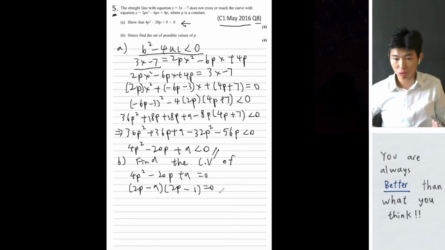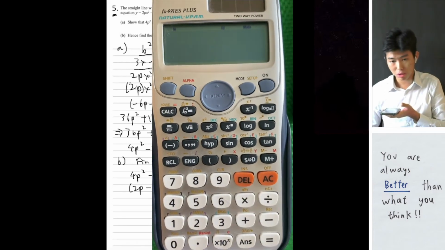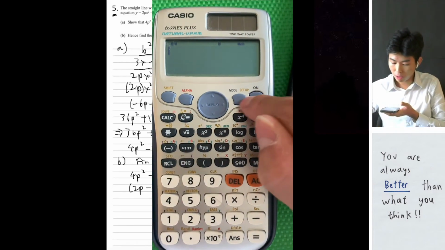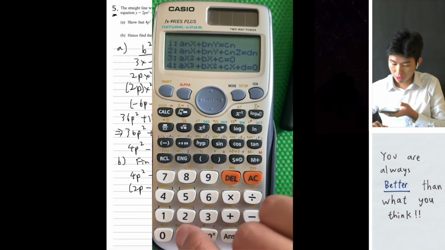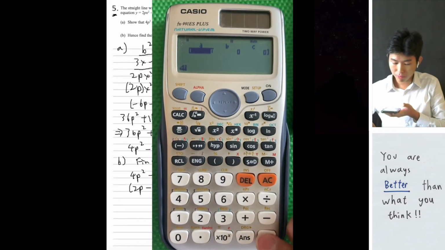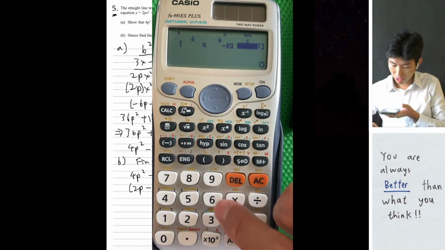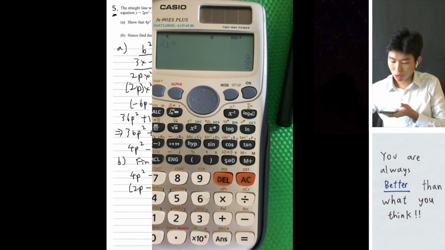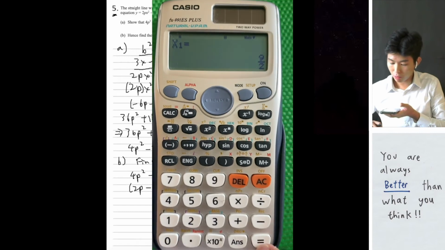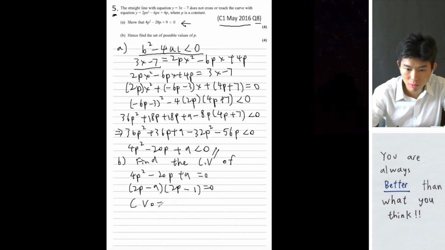But there's also another method. If you're using the calculator to get the critical value, then press alpha, mode 5 and 3. So put in all the ABC values. A would be 4, and B would be minus 20, and C would be 9. So you can also get the critical values of 9 over 2 and 1 over 2. The critical value of p equals 9 over 2 or 1 over 2.